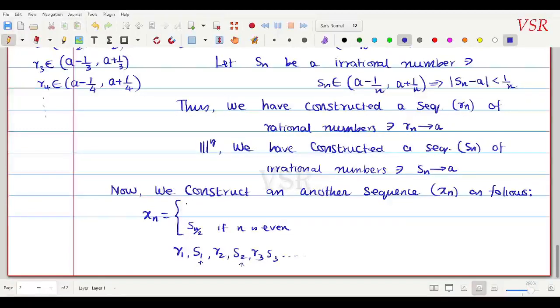Then for odd n, we take Rn plus 1 by 2, if n is odd. Understood? For example, if n is 1, 1 plus 1 is 2, divided by 2 gives 1. So X1 is R1. For the third term, put n equal to 3. Substituting 3 for n, we get 3 plus 1 which is 4, by 2 is 2. So we get R2 at this place. Correct? So we have constructed another sequence Xn in this way.